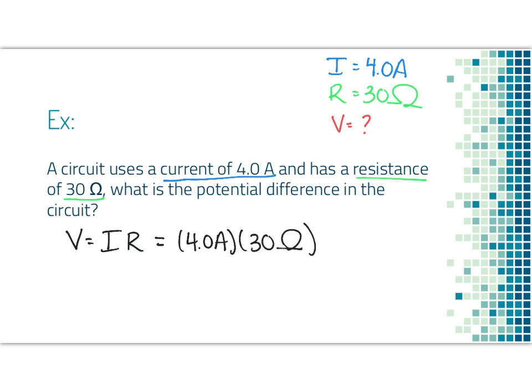A good habit to get into is including our units in our equation. When I write a number, I need to say that it had a unit. It is not just a unitless quantity. Okay, so I write my units within my equation. All right, 4 times 30 is 120. And the unit of voltage is volts, V. So the potential difference is 120 volts as my final answer.